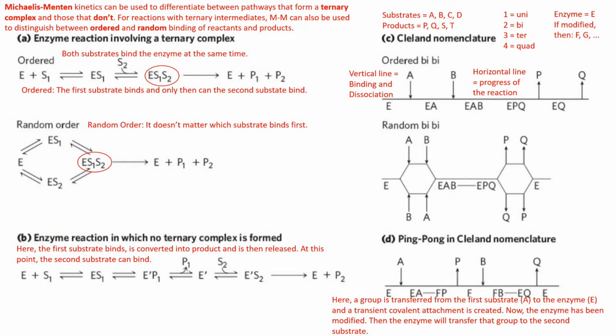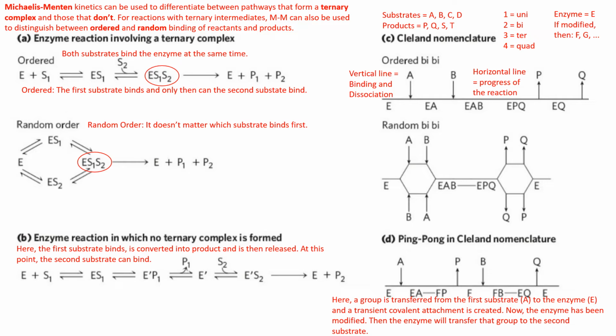So the substrates are A, B, C, and D. The products are P, Q, S, and T. When you have 1, it's uni, 2 is bi, 3 is ter, and 4 is quad. The enzyme, if modified, okay, so the enzyme alone is E. If it's modified, then it's F, G, etc.